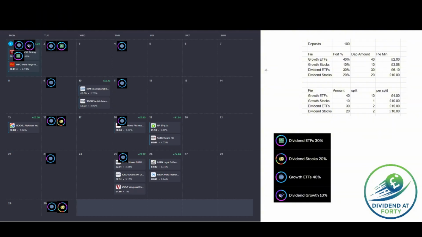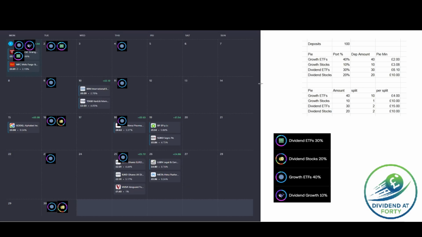Hopefully somebody found that interesting. If nothing else, it's just for me to know what we need to put in on what days to try and get a little bit more out of it. Okay guys, that was just short and sweet. It was just a bit of an idea that I had to try and plan out what I was going to do with my investments this month, and hopefully if anybody's got any feedback, by all means let me know.